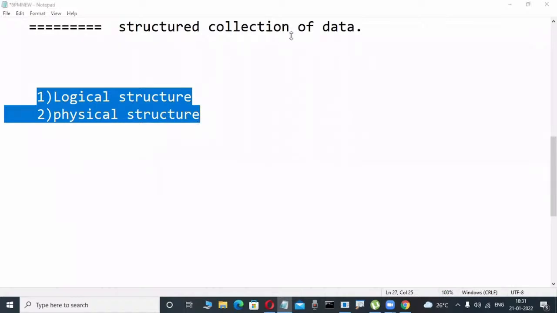What is logical structure? What is physical structure? And now here, what is logical structure? What is physical structure? Anybody? Okay, some fellows are telling logical structure means logical structure, physical structure means physical structure only.